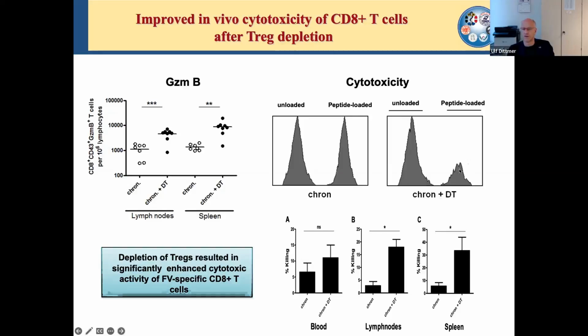However, if we depleted regulatory T cells, then these mice were able to kill target cells. And I will show you in the next slide how this assay works. And this is the percentage of killing in different organs, in the blood, in the lymph nodes, in the spleen. So we could show that with depleting regulatory T cells in these chronically infected mice, we could reactivate the exhausted CD8 cells. That's one big issue for cancer and therapy of chronic infectious diseases. The ability to try to reactivate the cytotoxic CD8 response, because also in cancer, this is dysfunctional.